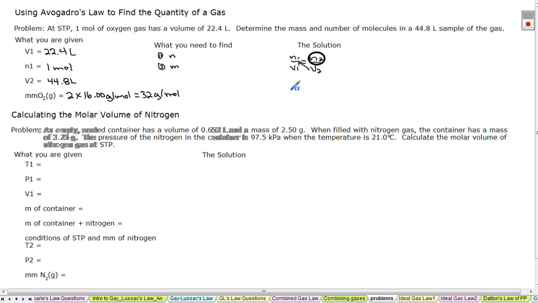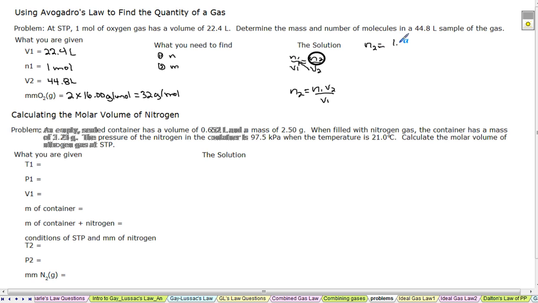So I'm going to get N2 is equal to N1 times V2 over V1. So now I can solve for my final moles. So I sub in what I have.